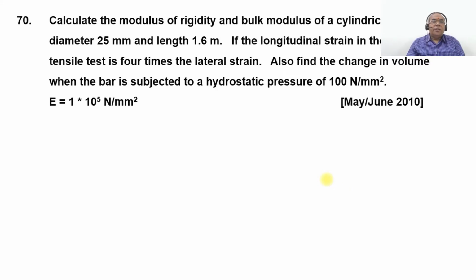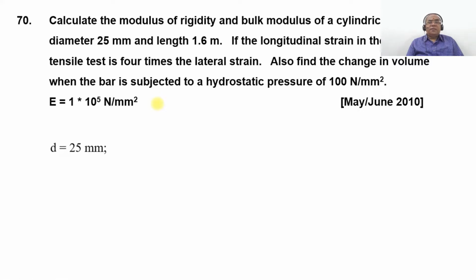Now, in this video, we're going to take up one more problem, problem number 17. Calculate the modulus of rigidity and bulk modulus of a cylindrical bar of diameter 25 mm and length 1.6 meters, if the longitudinal strain in the bar during tensile test is 4 times the lateral strain. Also, find the change in volume when the bar is subjected to a hydrostatic pressure of 100 Newton per mm square. Take E equals 1 into 10 to the power of 5 Newton per mm square.